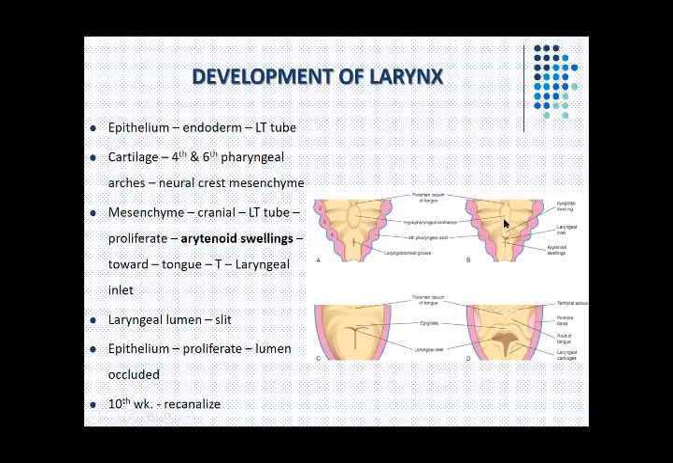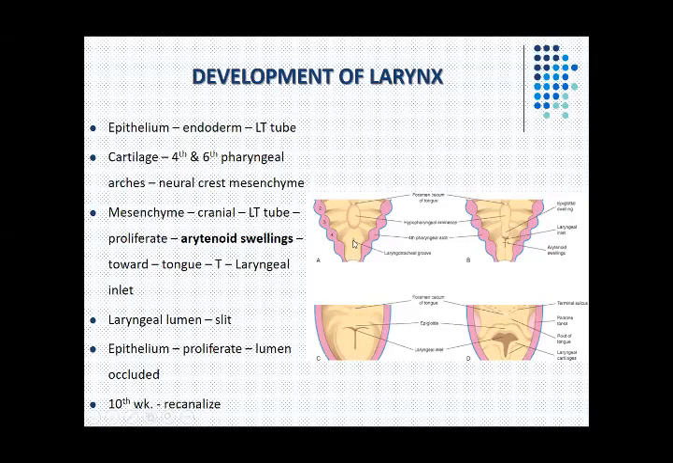This part of the mesenchyme, forming the hypobranchial eminence, will give rise to the tongue. Now the mesenchyme of the laryngotracheal tube, the cranial end, proliferates and grows towards the tongue. As it grows towards it, it proliferates cranially as well as side by side.